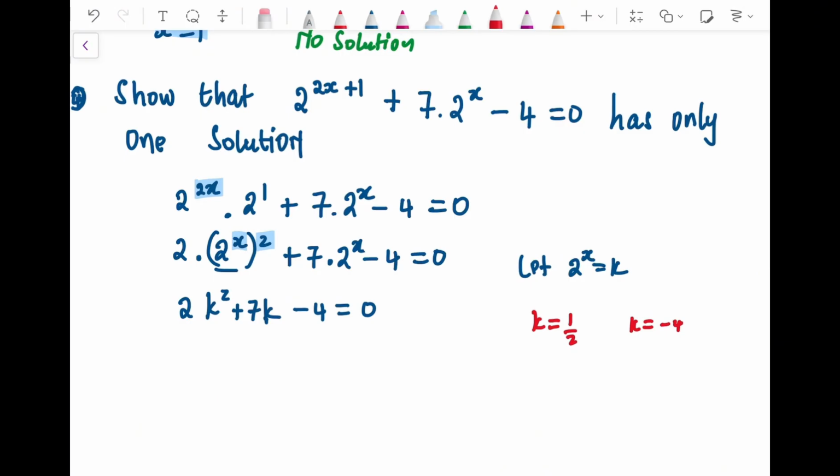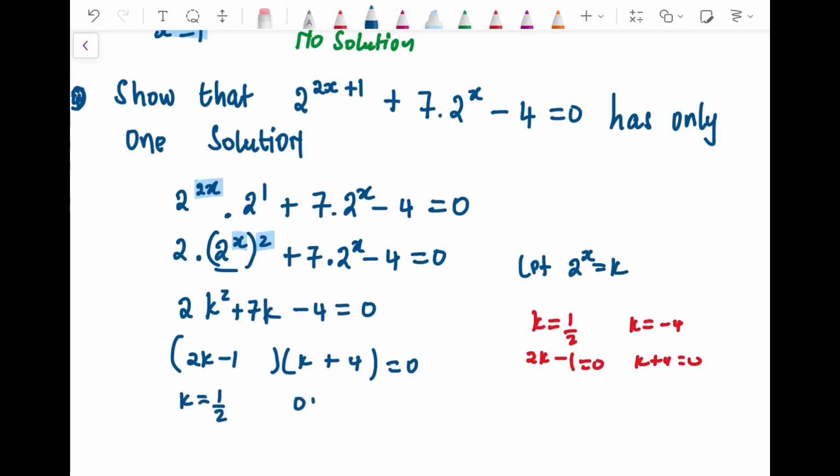So that means we multiply by 2 everything here, you'll have 2k, and then transpose 1, minus 1 is equal to 0. Here you'll have k plus 4 is equal to 0. So that means the factors here are 2k minus 1, and then k plus 4. This is equal to 0. And then from here we can see that k is equal to 1 over 2, or k is equal to negative 4.